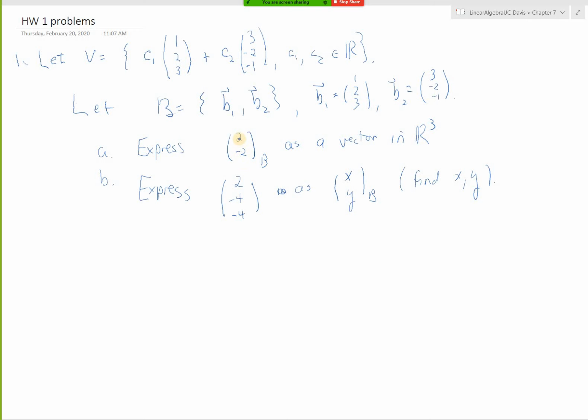But here you only have two components. Why is that? Because this means that I'm taking 2 of B1 and -2 of B2? Yeah, that's exactly what it means.